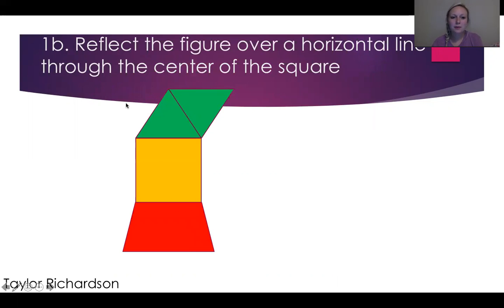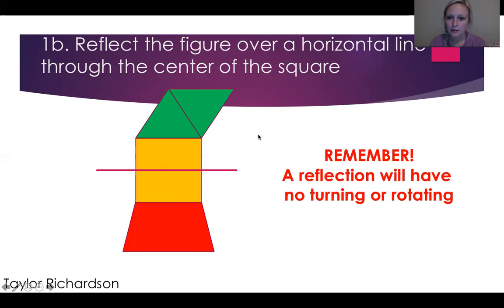And so the second part of this question says reflect the figure over a horizontal line through the center of the square. And so this involves our reflection rigid motion, like I was just talking about. We're going to place our horizontal line right through the middle of our square. And we know a square is identical on both sides, so it's not really going to change much no matter what we do to it.